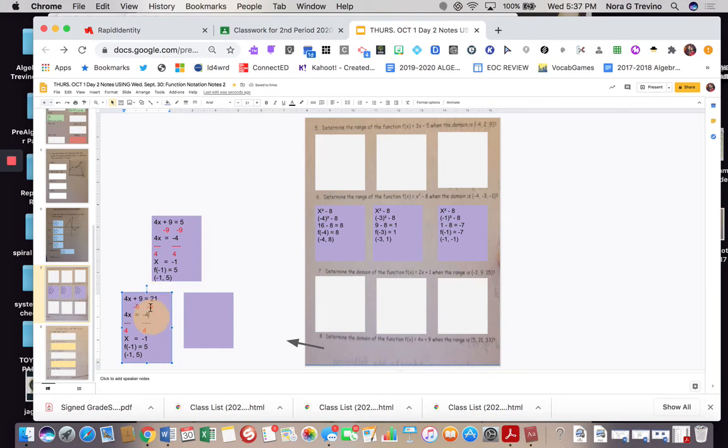I'm still going to move the 9 to both sides. But now 21 minus 9, what is that? That's negative what? 12? And when I divide by 4 on both sides, I get negative 3. So then now the answer, the x, that's your input, that's the one that's going to go inside the parenthesis. And the one on the outside is the number that we used, which was 21. So my ordered pair is negative 3, 21.